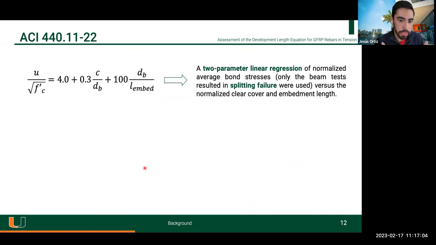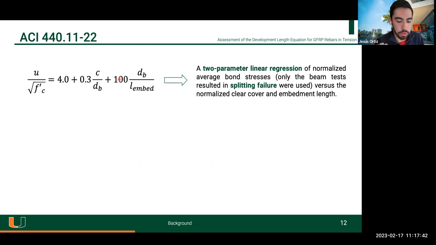This equation was developed based on a 2-parameter linear regression, same as the one established in 318 for steel. They only used the results from the literature review that resulted in splitting failure. So this equation includes some of the parameters already mentioned, like the concrete cover, the bar diameter, the embedded length, and the concrete compressive strength. This u is the bond stress, the one that we want to analyze. This equation is only for a splitting failure.